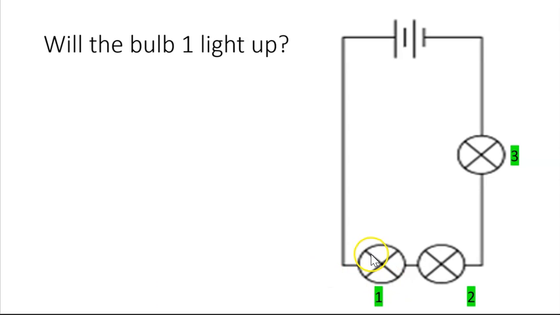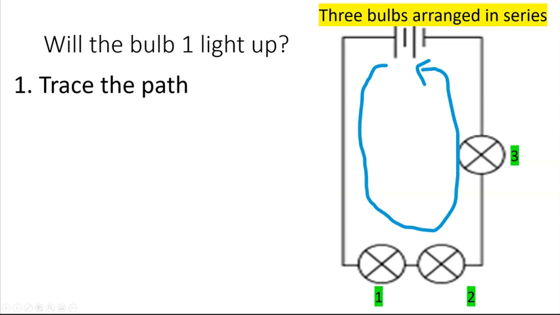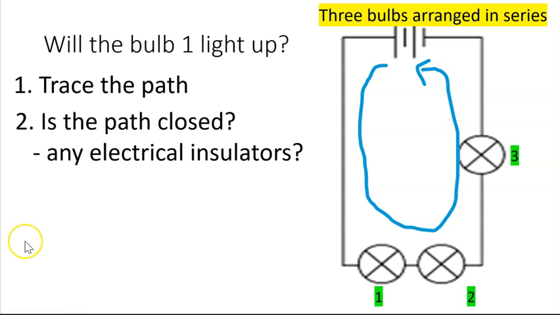In this circuit, all the 3 bulbs are arranged in series. Now, let's apply the electrifying strategy, trace the path, to this question. We must trace the path from the battery to bulb 1 and back to the battery again, like this. Next, we need to ask ourselves this question: is the path closed? Are there any electrical insulators along this path?